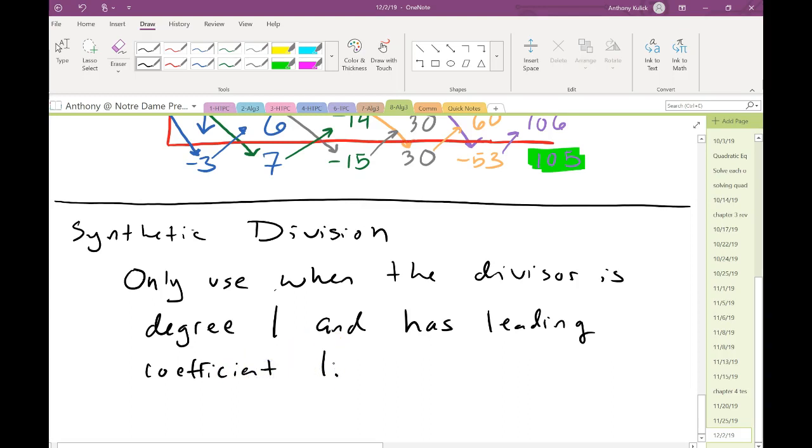So we can use synthetic division only when the divisor is a degree 1 polynomial whose leading coefficient is also 1. That's why we don't start with synthetic division, even though it's faster and easier. It doesn't work every single time, so we don't start with that as our baseline. We do the long division first. That works every single time, regardless of what the divisor looks like.